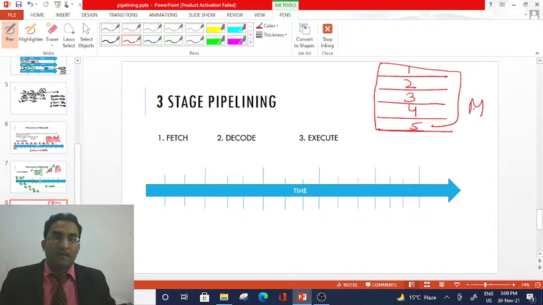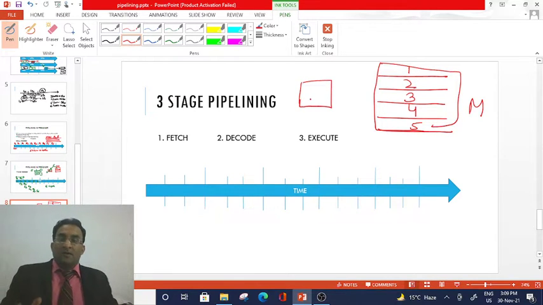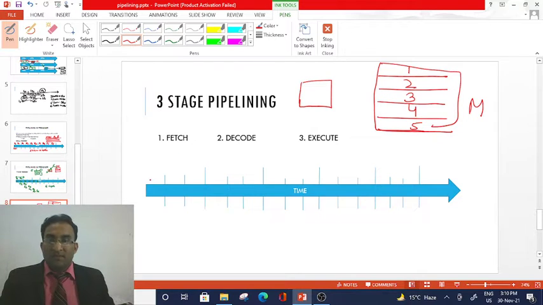Okay. Now this is the processor. The processor has to execute each and every instruction. So first of all, the processor will fetch the first instruction. Now what will the normal processor do? The normal processor will fetch the first instruction, then it will decode it, then it will execute it.